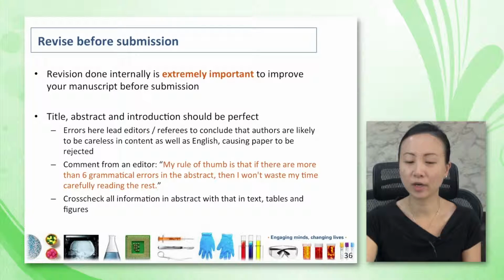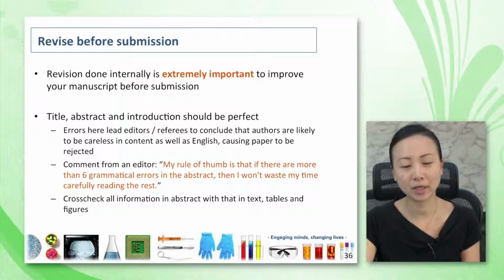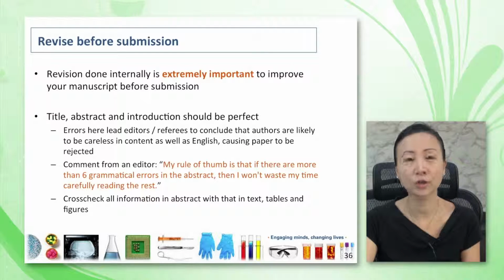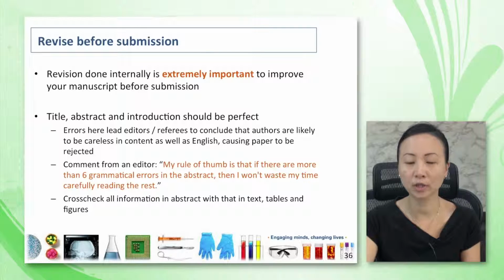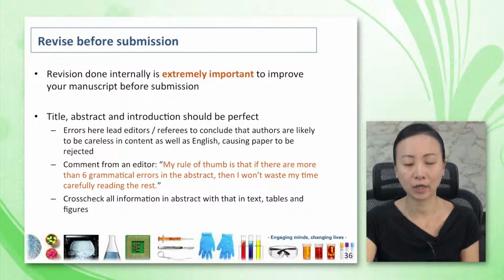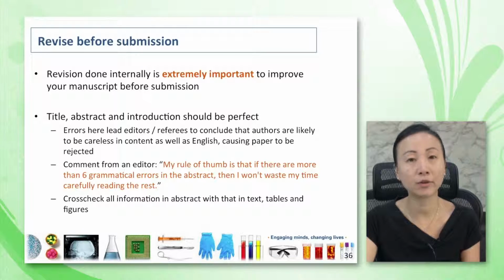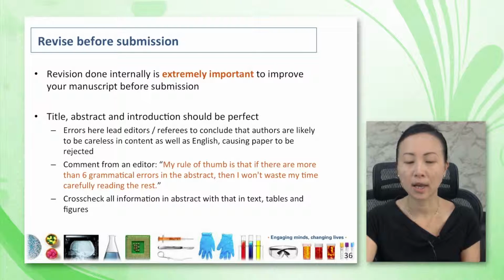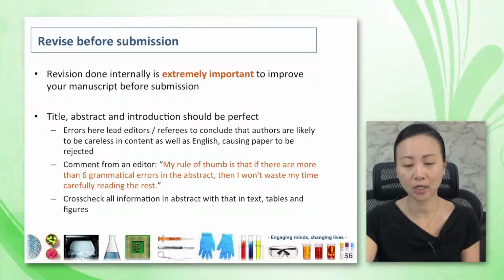After you have finished writing your manuscript, don't immediately submit it to your target journal. Revision done internally is extremely important to improve your manuscript before submission. Be especially careful when proofreading the article title, abstract, and introduction. Even a small error here will lead editors and referees to conclude that the authors are likely to be careless in content as well as English, causing the paper to be rejected.